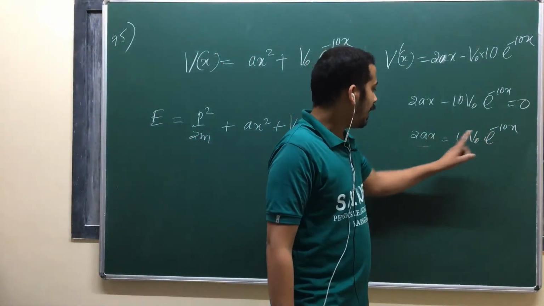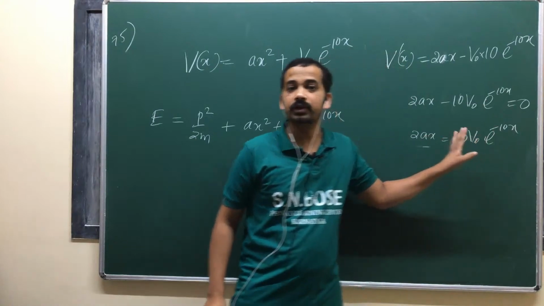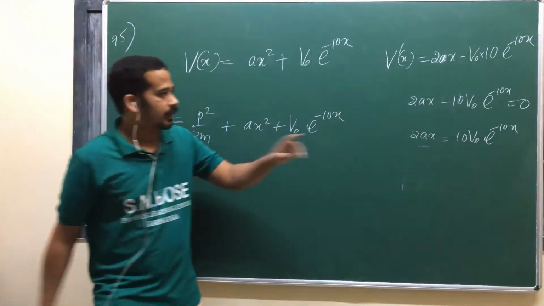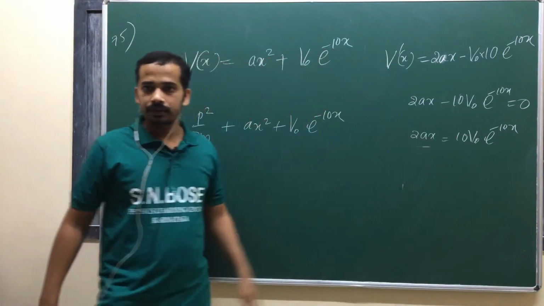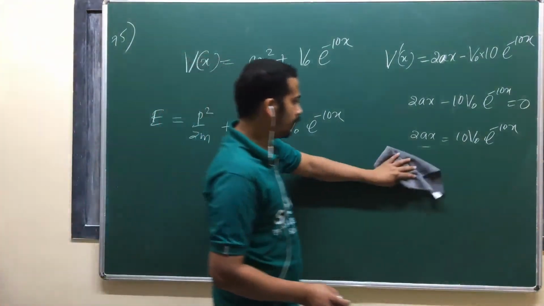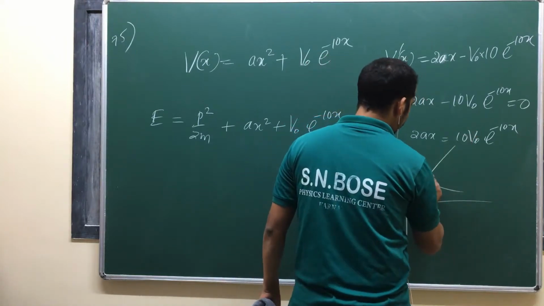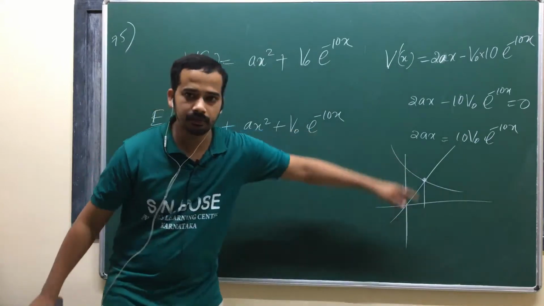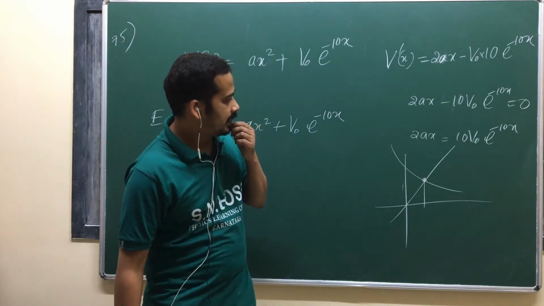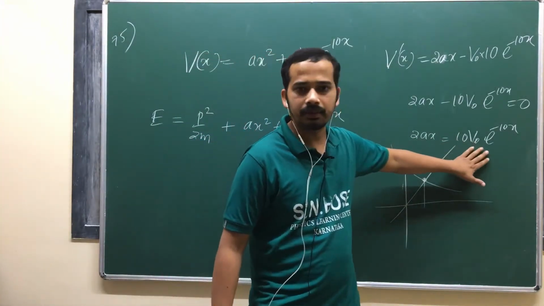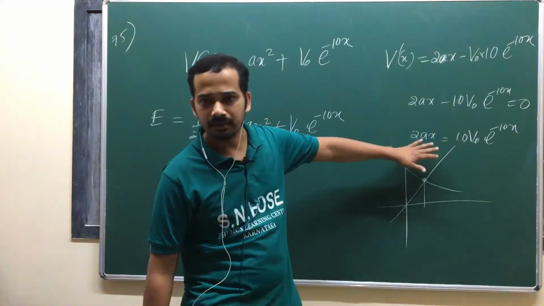So this will happen only for positive x value, isn't it? Derivative will be 0 only for positive x value. Check this out. E power minus 10x will never be negative. So that's why this x will never be negative. If you go for the transcendental equation, 2ax is this curve, e power minus x is this curve, and they will cut somewhere here. That's the solution of this equation. A transcendental equation can be solved by graph. If you apply log, log will remain here, x will remain here. Again, I don't think you can solve.